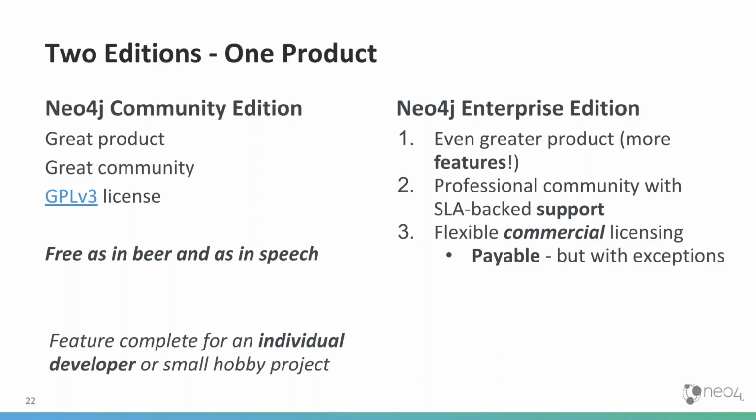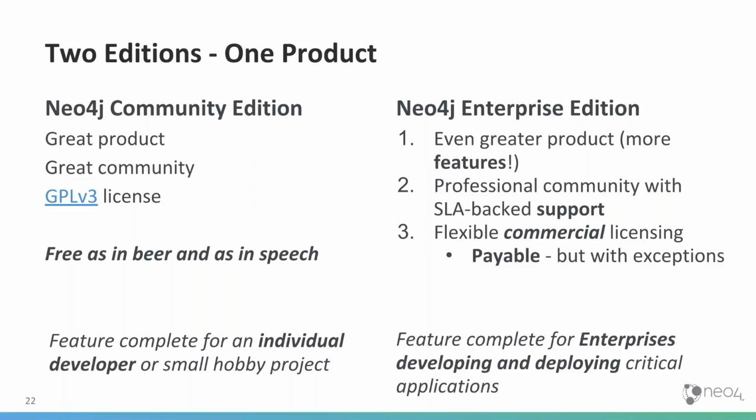Or a small hobby project. You will get a very, very long way with Neo4j Community Edition if that's what you're doing. If you're an individual that's building a piece of software, or you just want to host something small as a hobby project, Neo4j Community Edition will take you there, right? Enterprise Edition is what the name says, right? It's targeted towards enterprises who are developing and deploying critical applications, right?